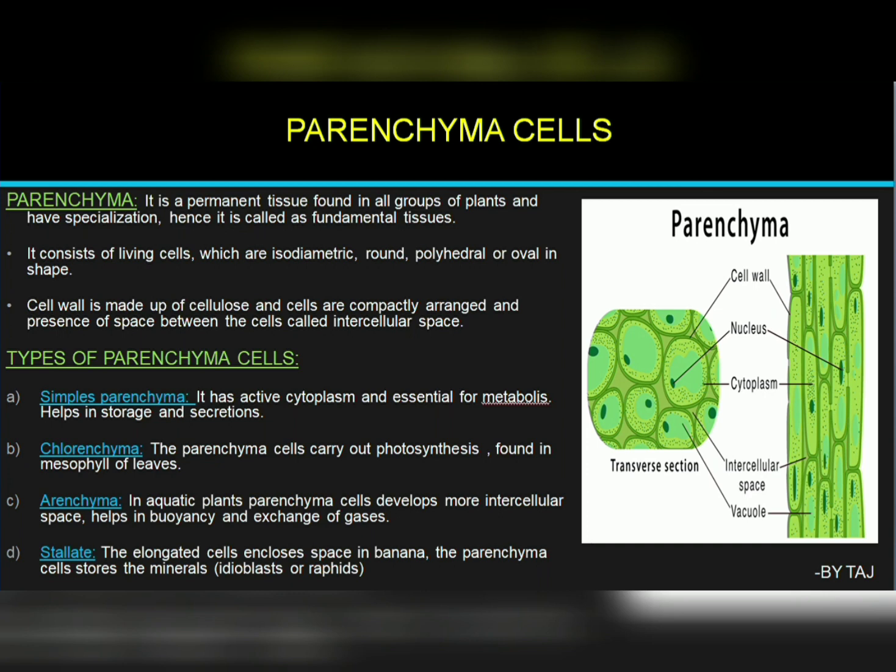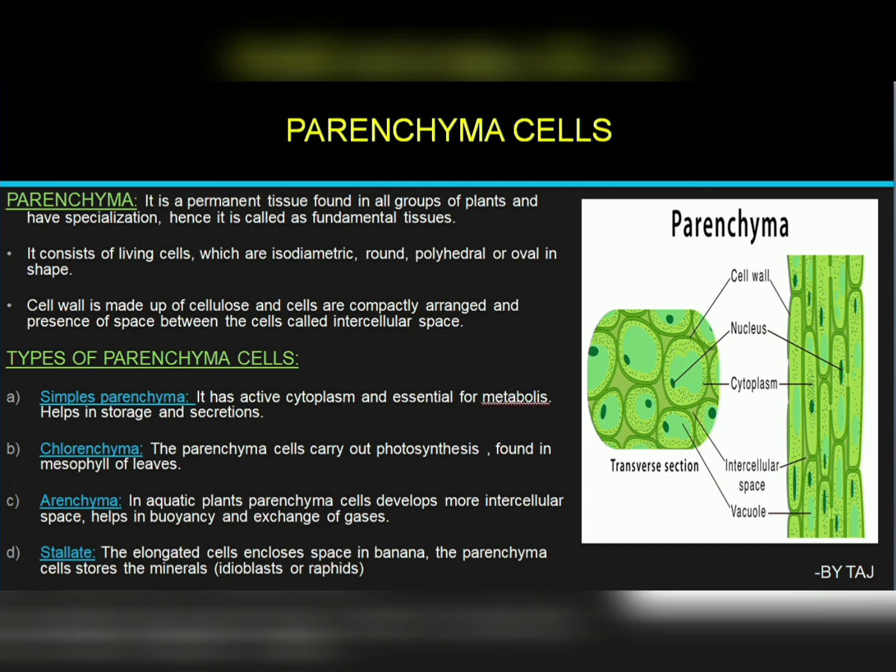Coming to the first one, simple parenchyma. It has an active cytoplasm and is essential for the metabolism of the cell, and helps in storage and secretion. Which parenchyma cells help in storage and secretion? That is simple parenchyma. Second one is chlorenchyma. The parenchyma cells which have chloroplasts in them we call chlorenchyma, which carry out photosynthesis. These chlorenchyma cells are found in the mesophyll of leaves.